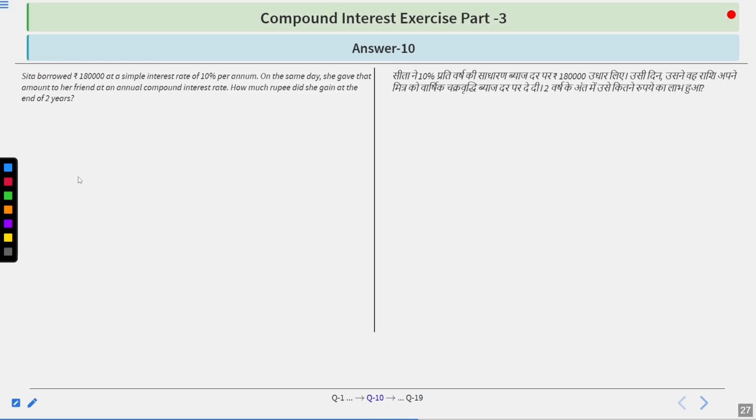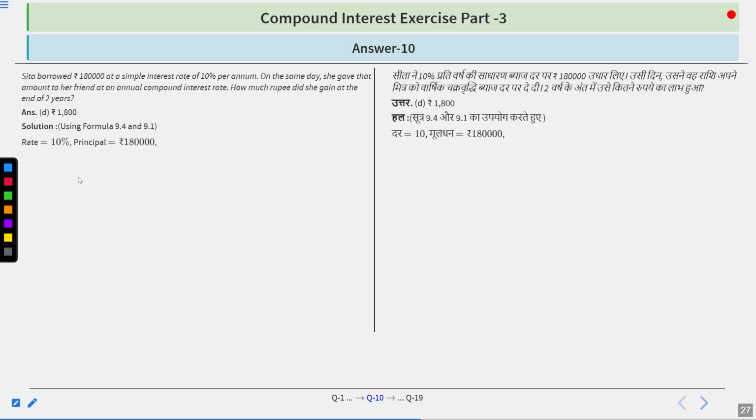So Sita has borrowed rupees 1,80,000 at a simple interest rate of 10%. And on the same day, she has given the amount to her friend at an annual compound interest rate. We have to find how many rupees she gained at the end of 2 years. The answer to this question is option D, rupees 1,800, and we are using formulas 9.4 and 9.1 to solve this question.